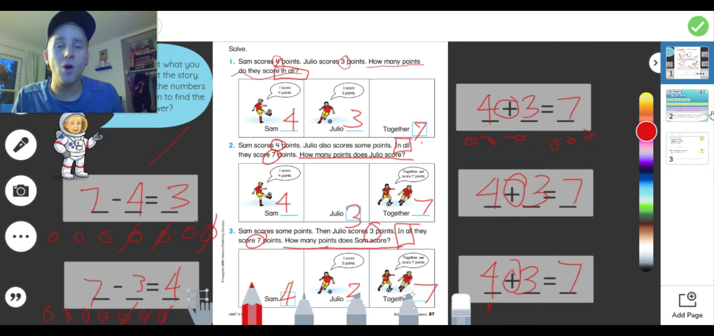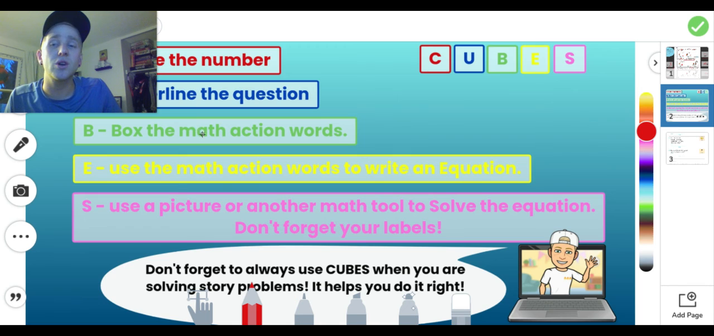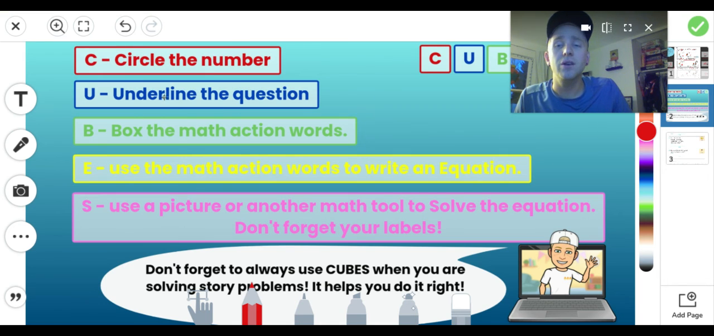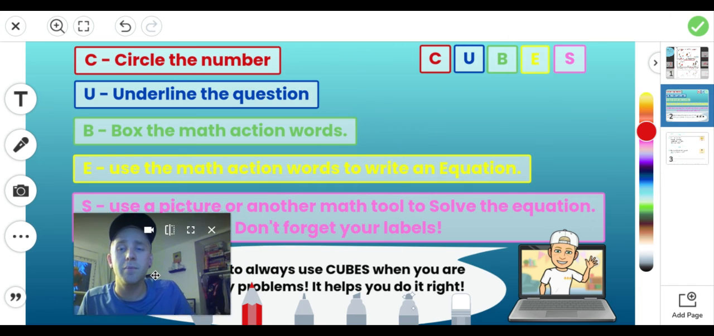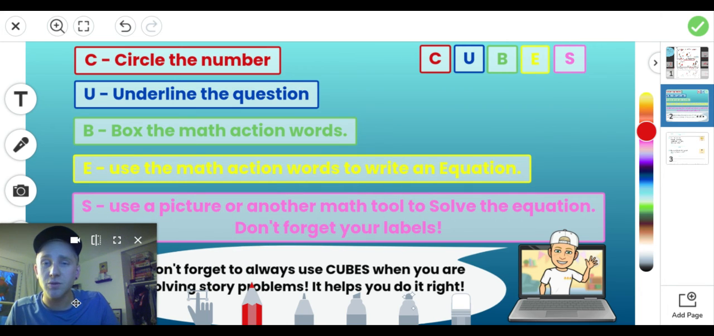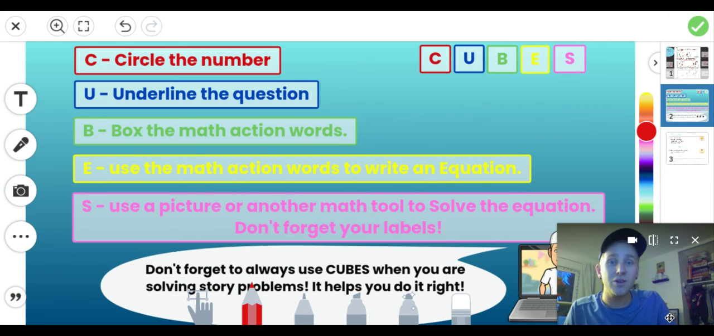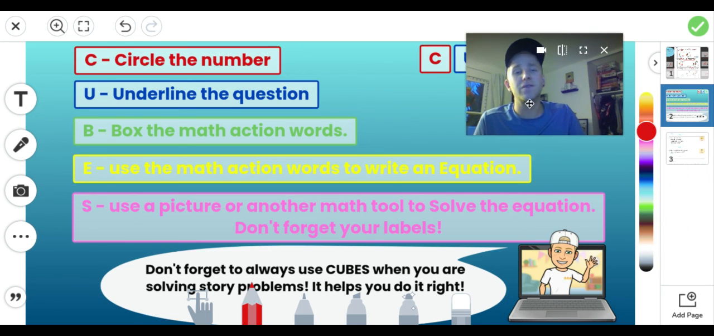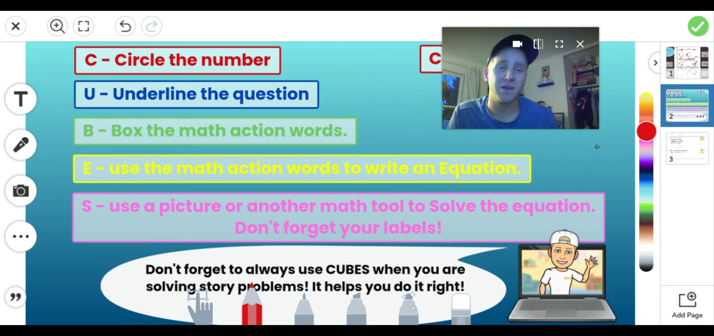Now, once again, I want you to please remember cubes. Please remember that C, circle your numbers. U, underline the question. B, box the math action word. E, use your math words and write an equation. S, solve. Draw a picture, do something, but solve it. Don't forget your labels, and don't forget to always use cubes. It's going to help you every time.